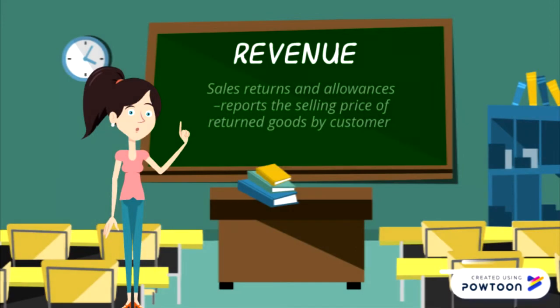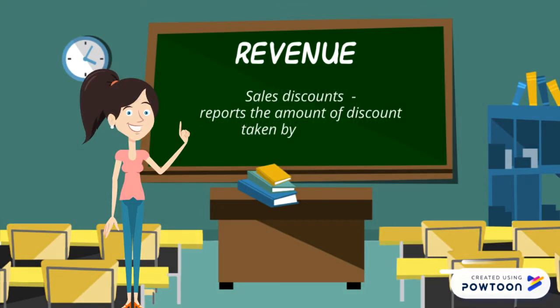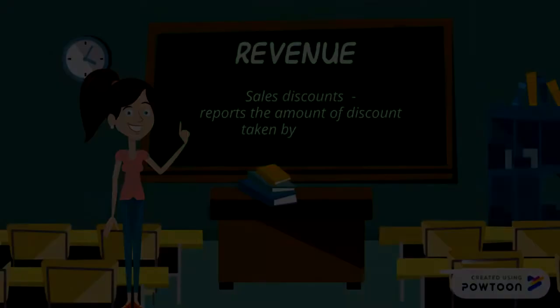Contra sales accounts are as follows. Sales return and allowances reports the selling price of returned goods by customer. Sales discount reports the amount of discount taken by customer.